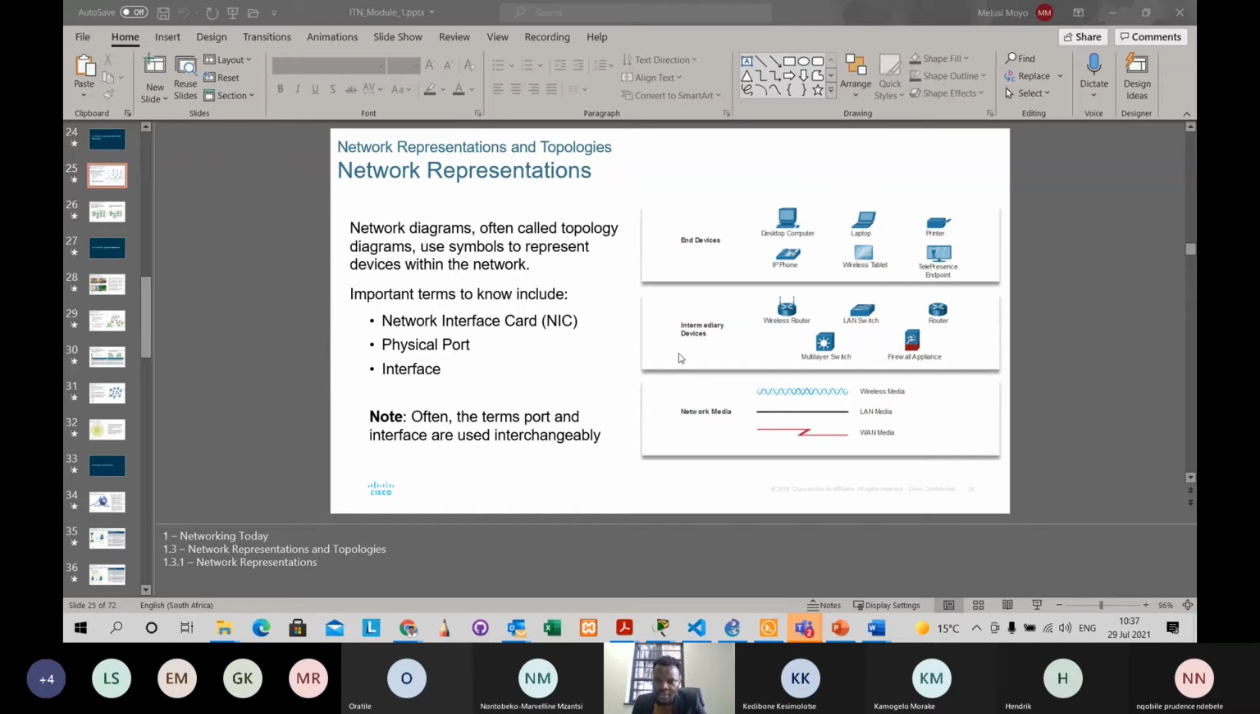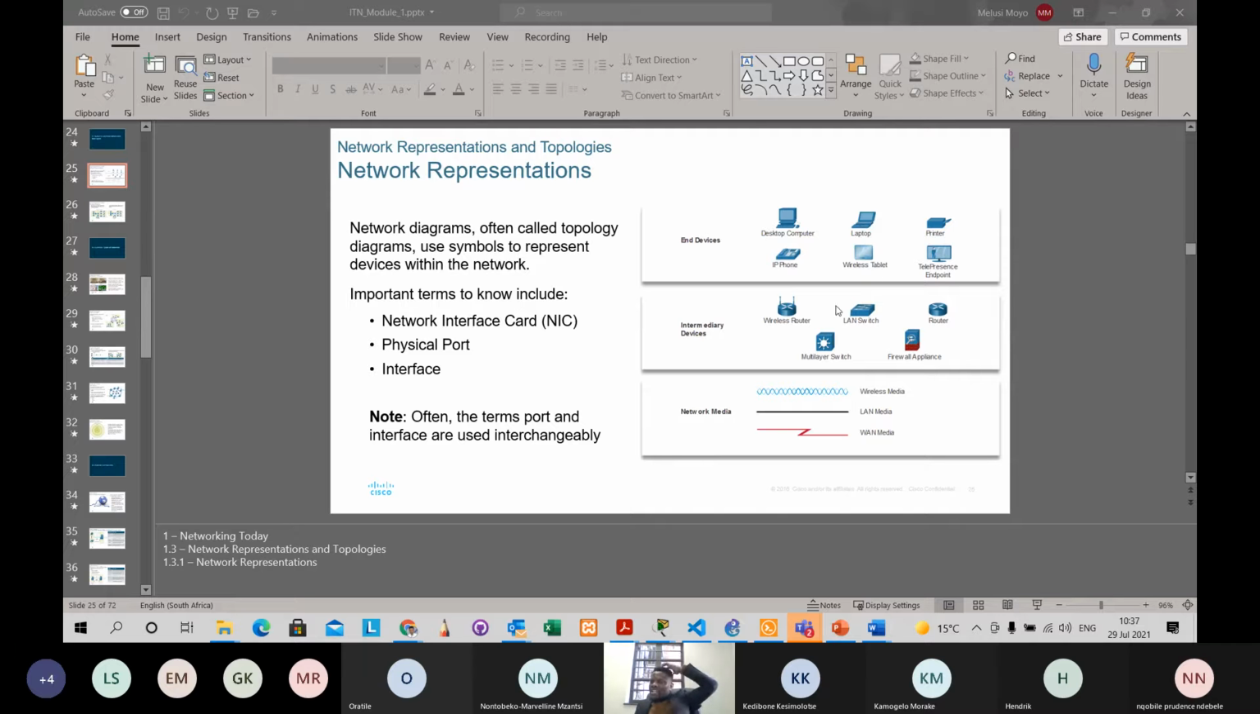And then we have the intermediate devices, right? We have the wireless router and the LAN switch. The wireless router is the one you buy when you want to build a wireless network. A wireless router is mostly used for home networks. So for every network at home, the type of router they use is the wireless router. And then the LAN switch.